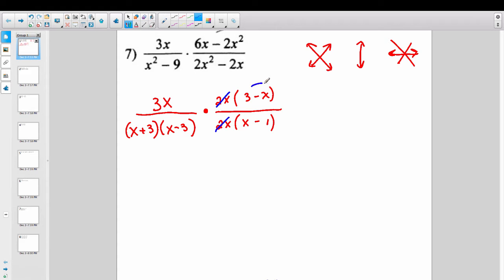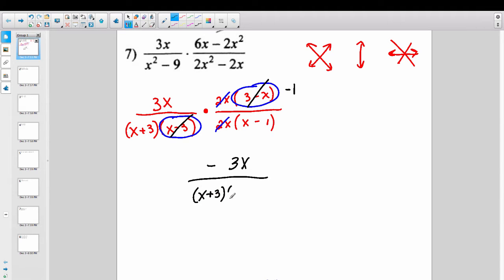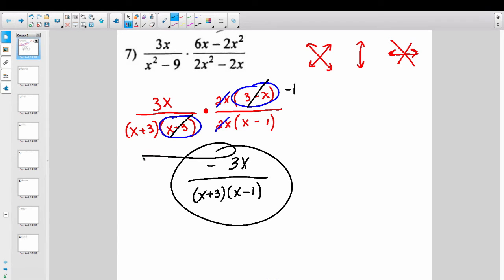Now this one, 3 minus x and x minus 3. I can cancel those for sure. However, they're opposite factors, so let me put a negative 1 up top. Now, is there anything else I can cancel? I don't think so. So the final answer is negative 3x over x plus 3, x minus 1. That's it.